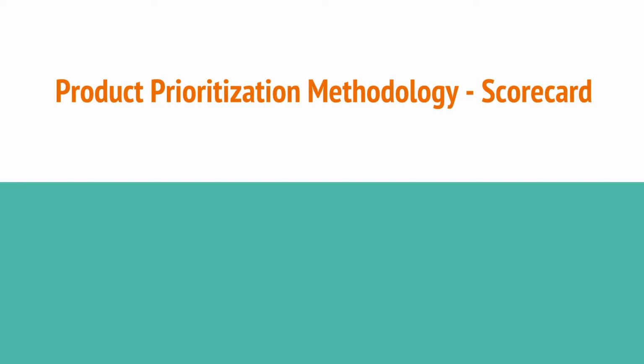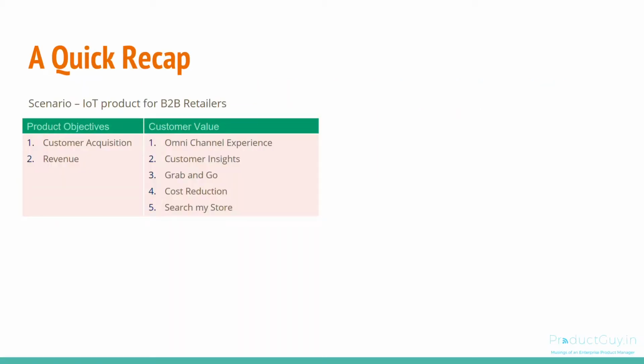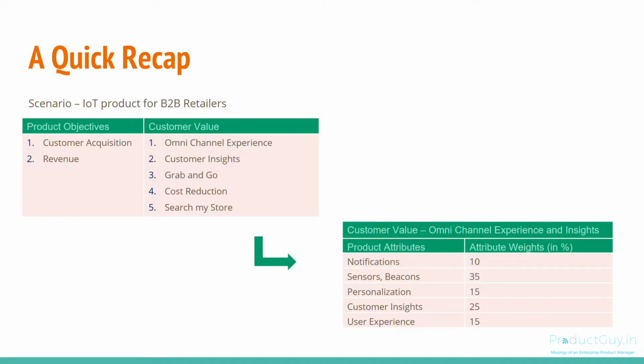Welcome back. In this section, we will talk about the product prioritization process using scorecard methodology. In the earlier section, we focused on identifying product objectives and later identifying the right customer value, which, when delivered, can help the product accomplish its objectives. Finally, we identified product attributes that can tangibly measure the ability of each feature to deliver the chosen customer value.